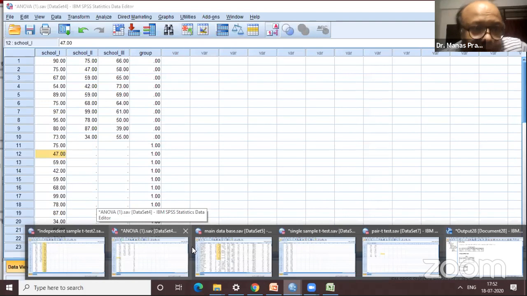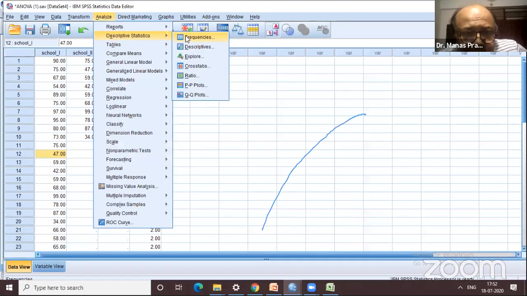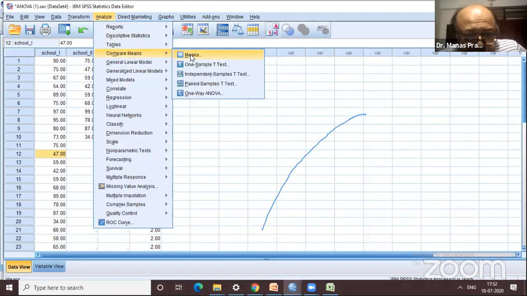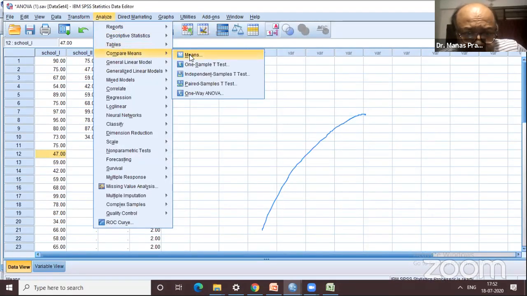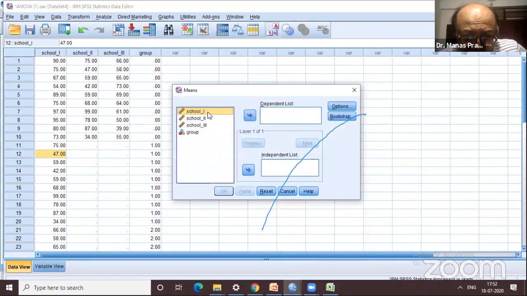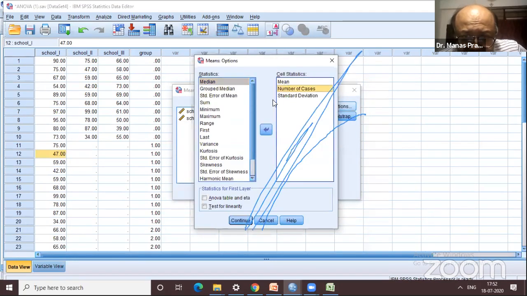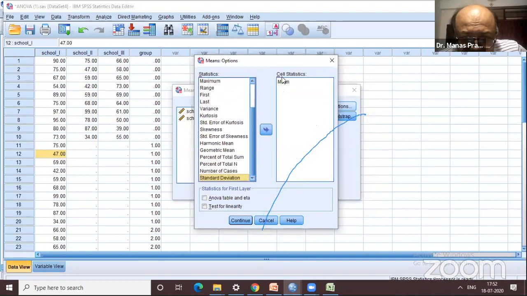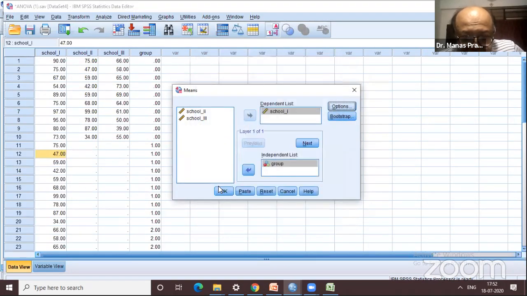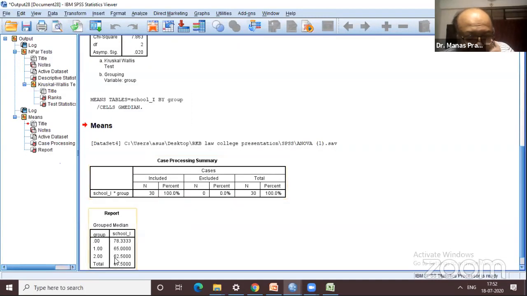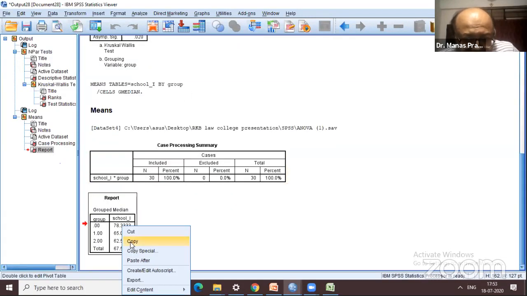Suppose this one. First of all, I find the median. Go to Analyze, Compare Means, Means. I have already shown this to you. Put school one here, and the grouping variable here. Then in Options, I need the median. So this is the median. Copy this median.